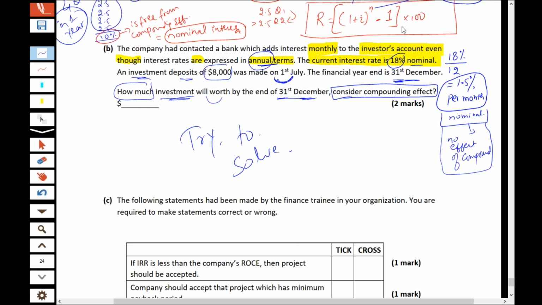Sweta, I think your answer is too much. The figure is too much. It's not 78,000. It's something like... just retry, because it will be 8,000 plus something. It could not be 78,000.